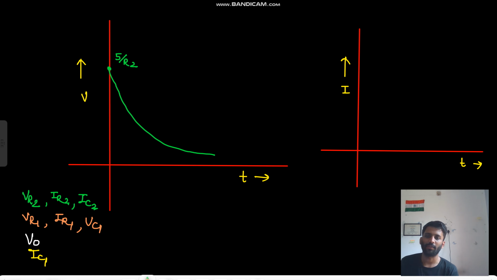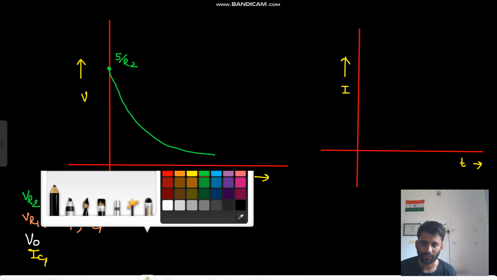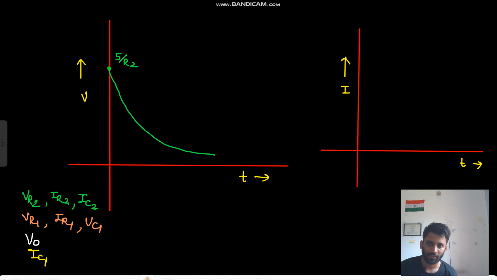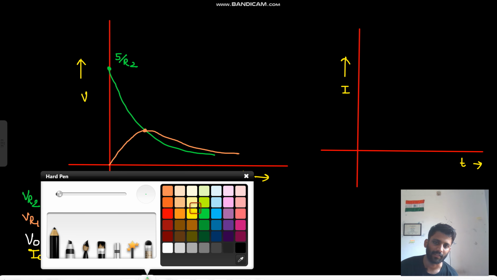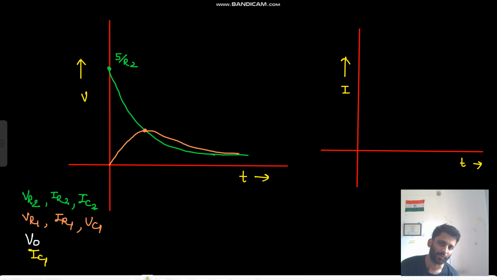Now talking about IR1. It will be in brown color. So IR1 first increases, then after some point both are equal, and after that it goes down. It increases and then goes down, but it is always more than the IR1 current. Both go down to 0. So this is current IR1.